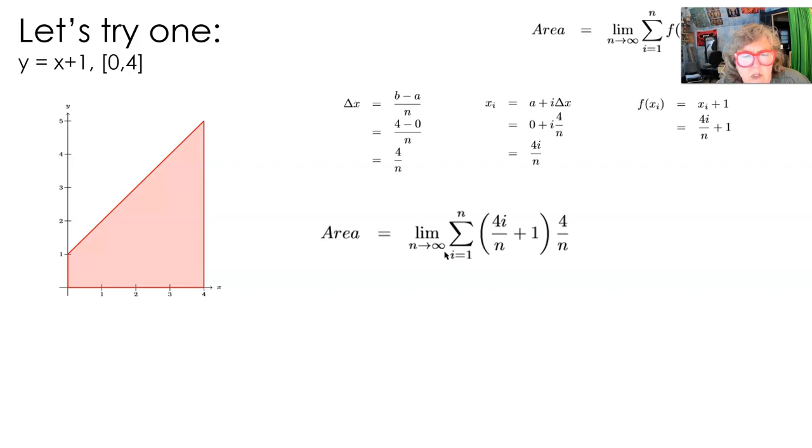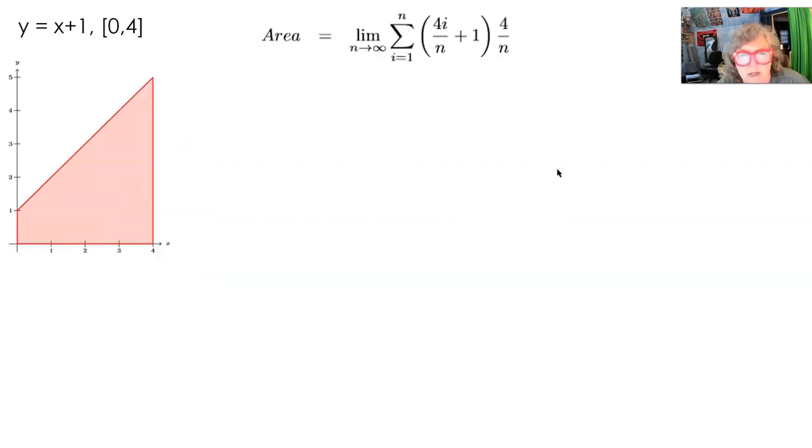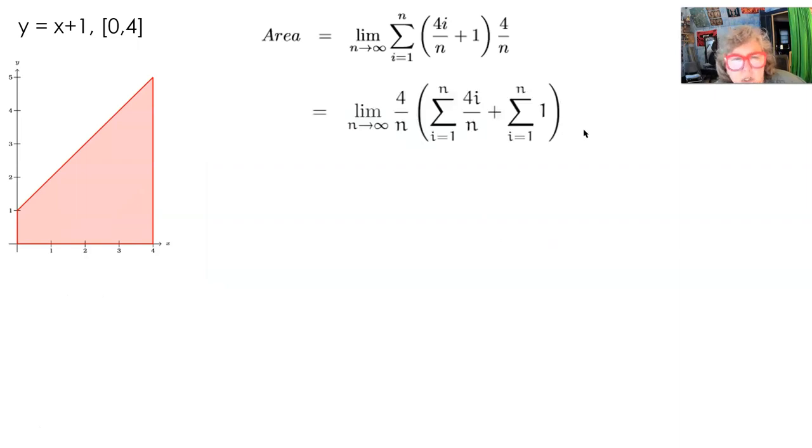I have the limit as n goes to infinity of the summation as i goes from 1 to n of 4i over n plus 1 times 4 over n. Now we need to give ourselves some more space and go to the next page. We need to simplify this before we can attack it. So I can distribute the summation sign, and the 4 over n can come out because things that don't have an i attached to them can come out, because it's the i that's changing.